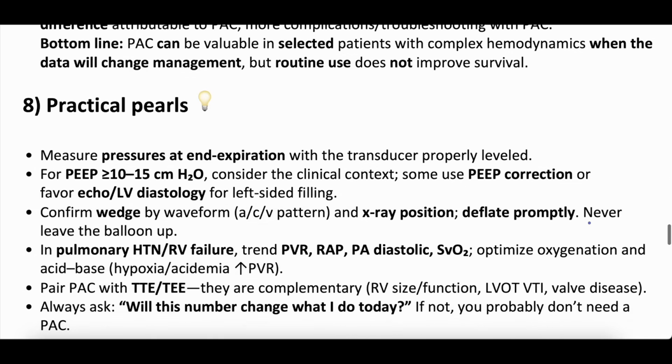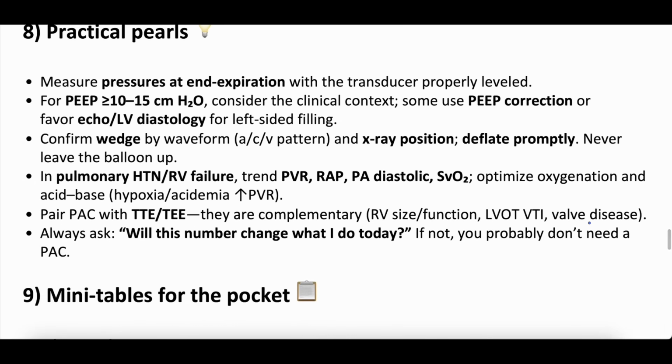So a couple practice pearls. Just in general, as we said, measure your pressures at the end of expiration. That's when they'll be the most accurate. PEEP higher than 10 or 15 may throw off your numbers. Confirm the wedge by waveform and x-ray position, and make sure you always deflate the balloon afterwards. Never leave the balloon up. In pulmonary hypertension and RV failure, think about your right atrial pressure, pulmonary vascular resistance, and PA diastolics to optimize things. And the pulmonary artery catheter with things like echocardiogram, they're complementary. They can both be helpful.